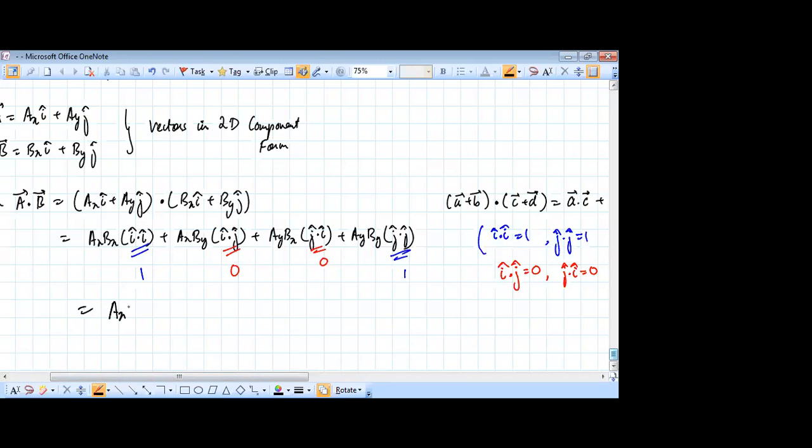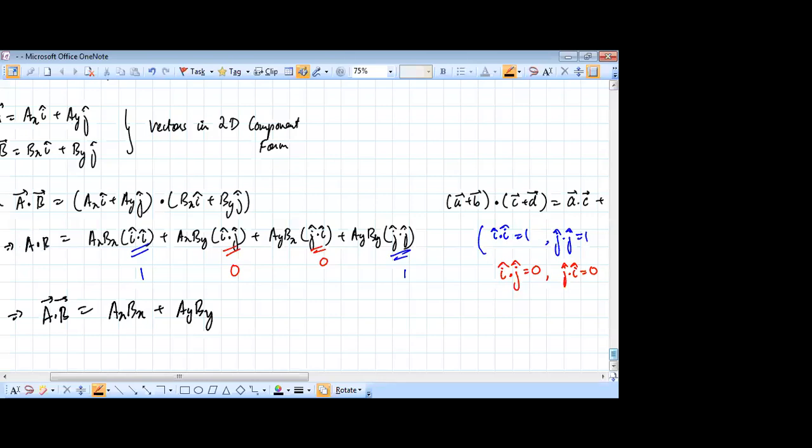It becomes Ax into Bx plus Ay into By. So this is Ax into Bx multiplied by 1, plus ये second term 0 हो जा रहा है, ये third term 0 हो जा रहा है, plus Ay into By multiplied by what? 1. So this becomes the formula. So in two-dimensional component form we can directly apply this formula to find A dot B.